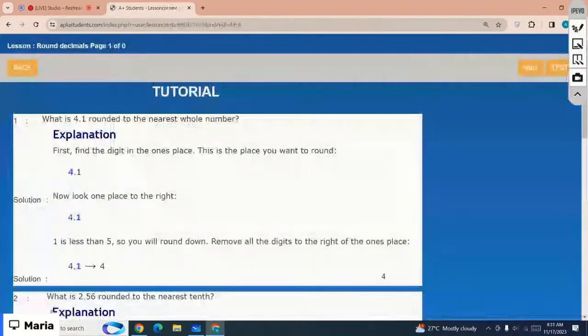Okay, write 4.1 rounded to the nearest whole number. Whenever you have to round off numbers to the whole number, you have to look at the very first digit right after the decimal. The very first digit after the decimal is 1, and 1 is less than 5. If the number is 5 or greater, you have to round up to the next number. If the number is less than 5, you keep the same number. So 1 is less than 5, so it would be rounded off to 4. Got it?